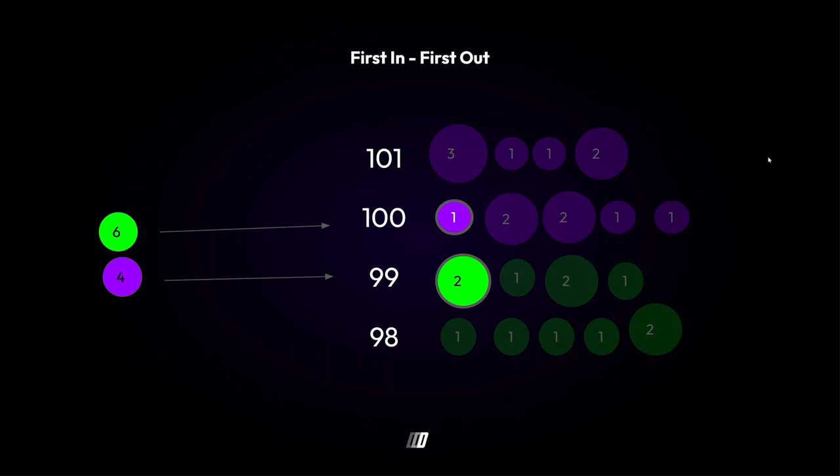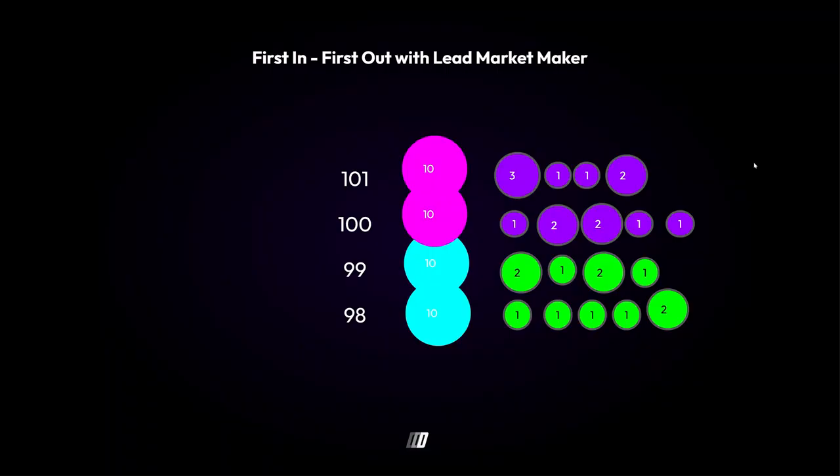But something even more common is the first in, first out with lead market maker. So in the market maker side of the book, you will have a market making firm or multiple market making firms providing liquidity. Why do they do that? Well, that's a very profitable business model that I can explain to you pretty quickly. But fundamentally what they do is they provide both bid and ask at the same time.